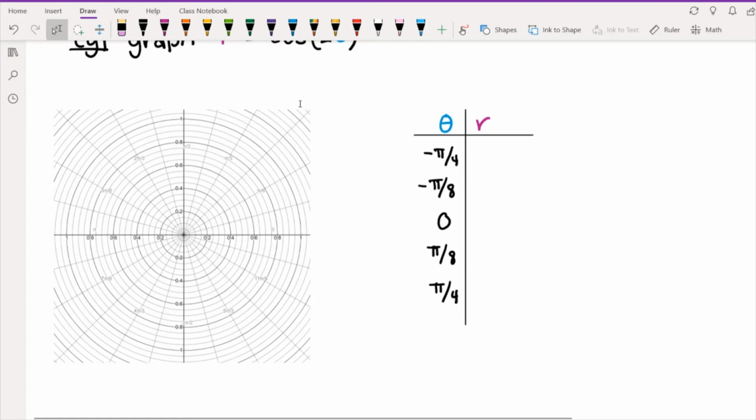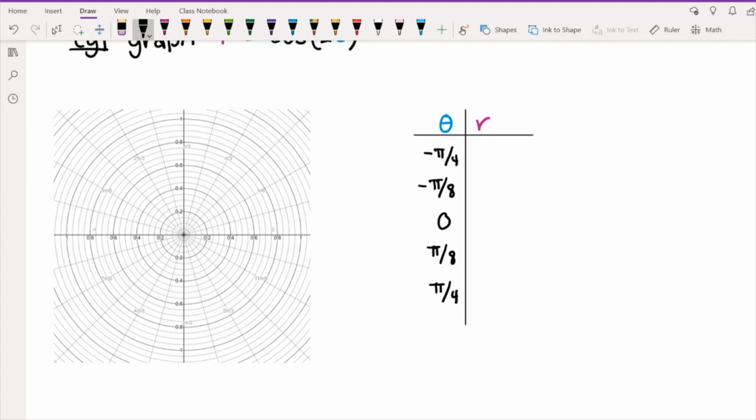So we'll see that this is a slightly more complicated graph, and we're not actually going to make a table for the whole graph. We're just going to do a little piece of it, and then I'll just tell you what the rest of it looks like. So we're just going to look at a few key angles here.